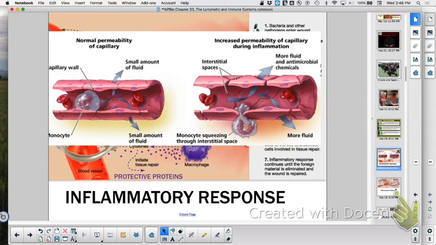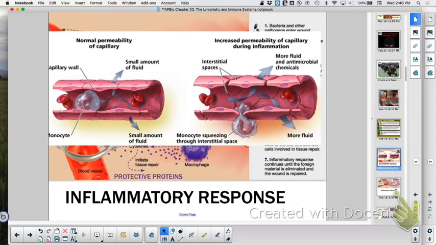Yes, that one? It allows the immune cells to exit the tissue. Exactly. It makes it easier for your immune system cells to get between the endothelium and exit to wherever the danger is going on. What is something else?